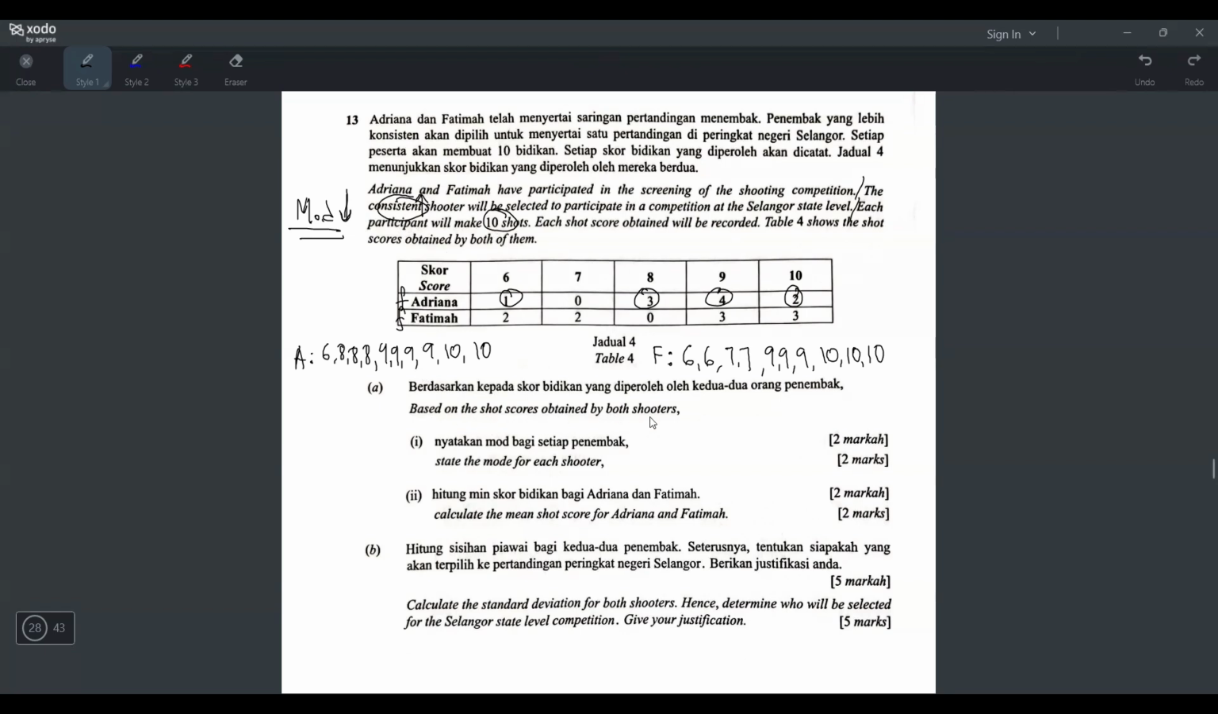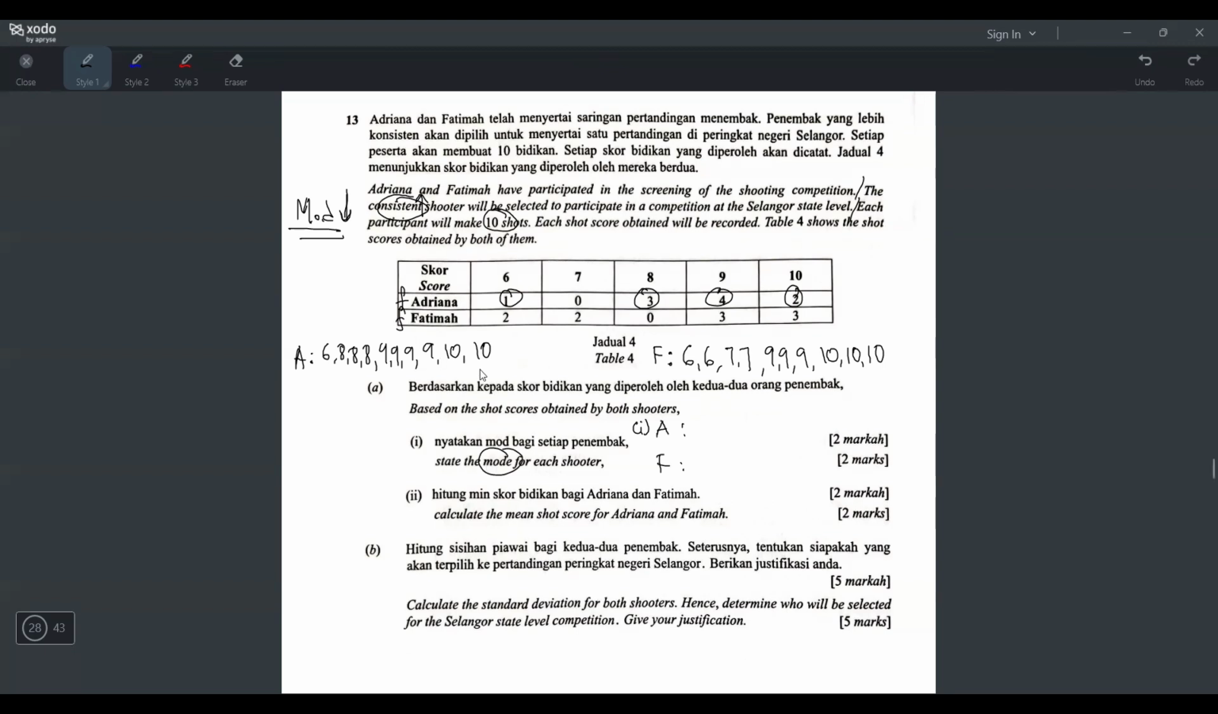Based on the shot scores obtained by both shooters, number 1, state the mode for each shooter. So I will write here, mode for each shooter. So I think there's 2 answers, one for Adriana, one for Fatima, right? So for Adriana answer I write here, for Fatima answer I write here. Okay, mode means you will choose the score that appears the most, paling banyak kali. Okay, paling banyak kali, right? It means it's the score with the highest frequency.